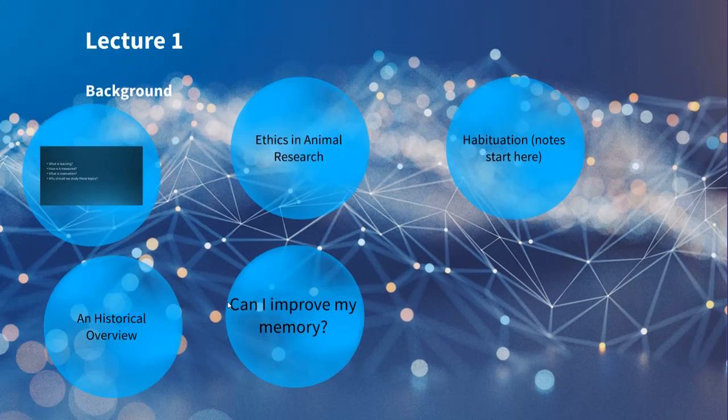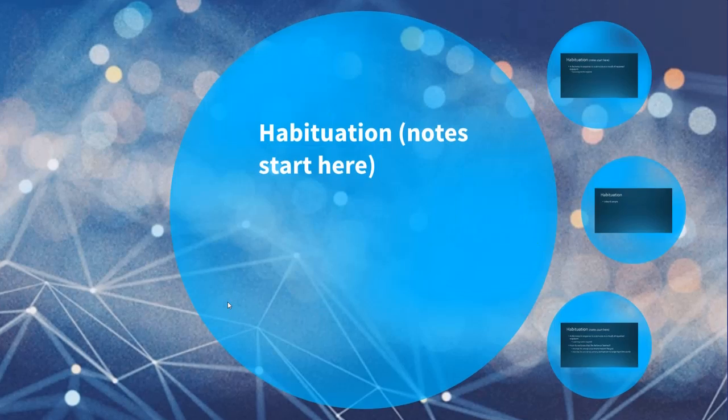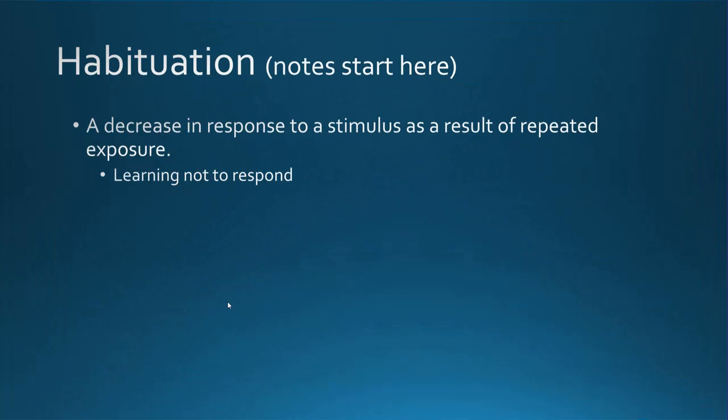So this is where our notes really start. We're going to talk about our first basic form of learning, which is called habituation. You might also see it called sensitization in some texts. But habituation is a decrease in response. So the behavior is diminishing over time in response to a stimulus. A stimulus can be anything, a sight, a sound, anything the animal or the person can detect. So it's a decrease in response to a stimulus as a result of repeated exposure.